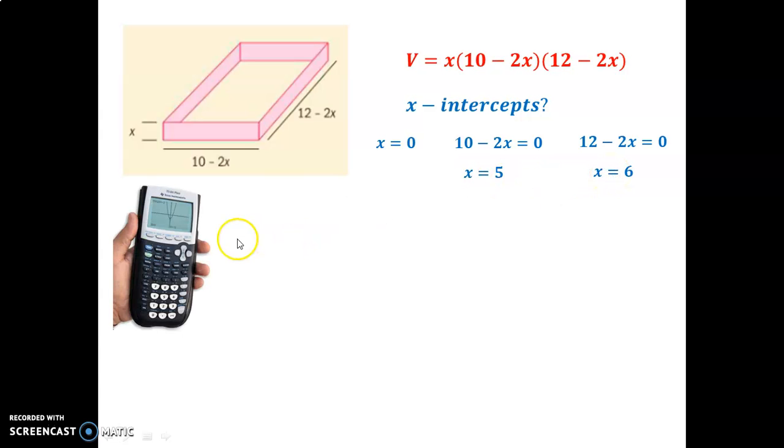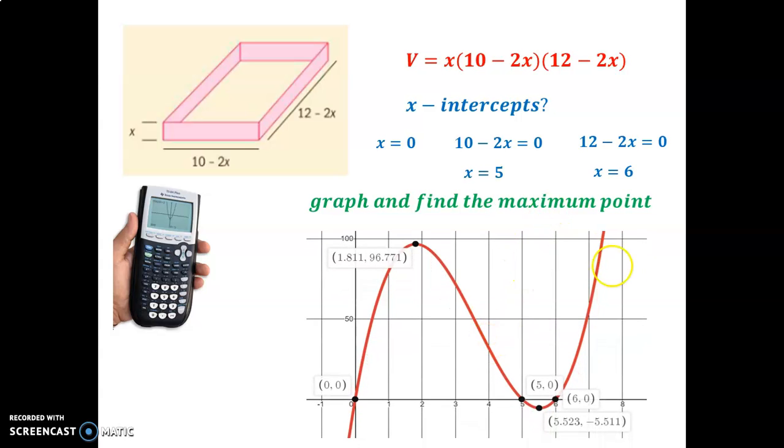Okay, let's do that on our calculator also. So enter this equation on your calculator and graph it. Notice that you'll have those three x-intercepts. You might have to change the window a little bit to make sure you see the whole graph. So change the window as you need to. And then find the maximum point. And remember, for that we can do second calc maximum.